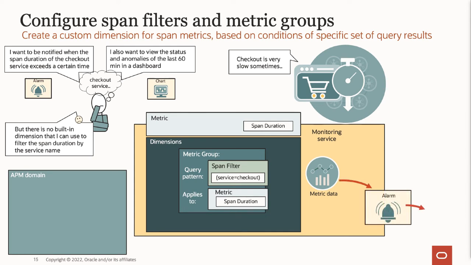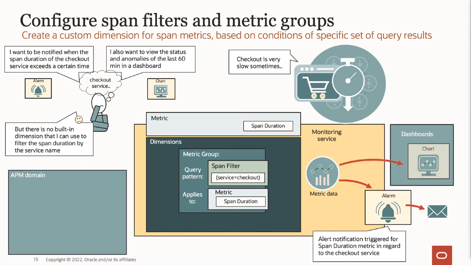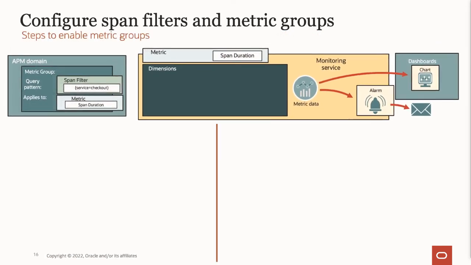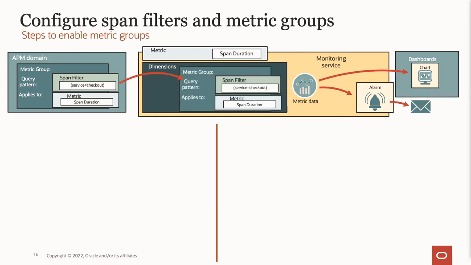Metric data can be used to create an alarm, which can be configured to receive notifications, or can be used to create a custom chart in a dashboard. So that was an overview of how the metric group works. Let's review the features in a little more detail.